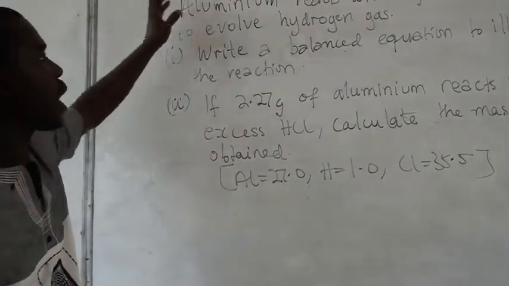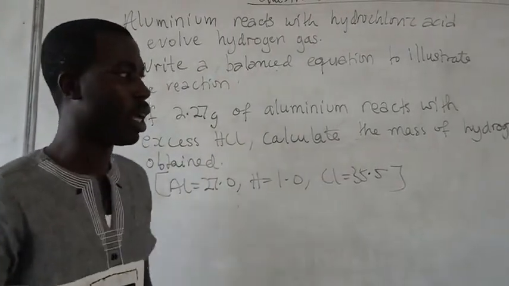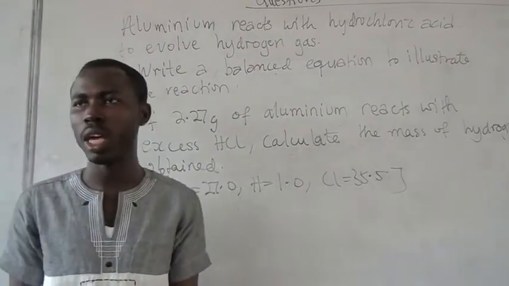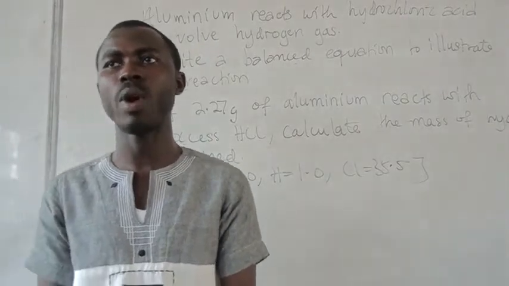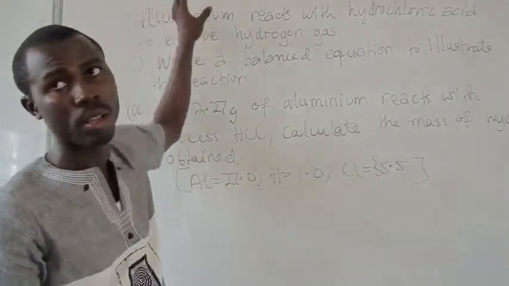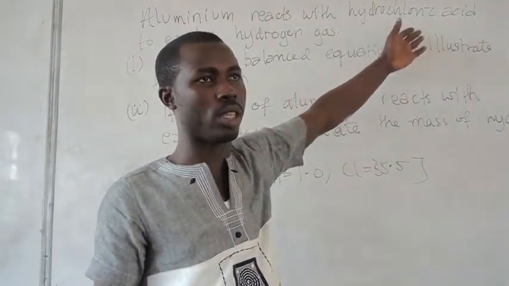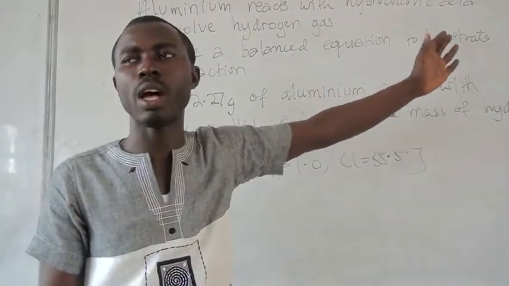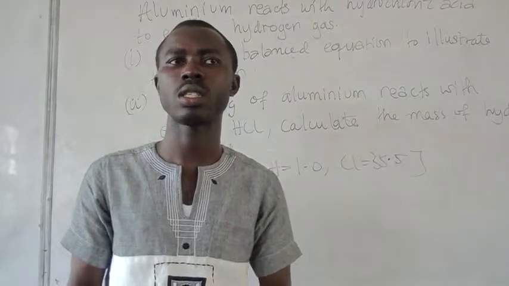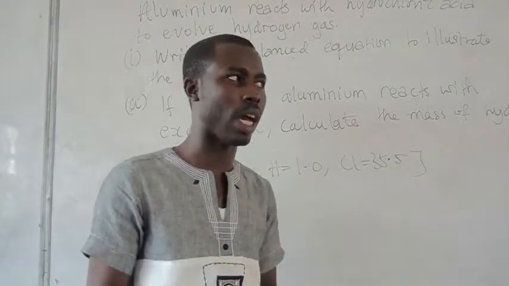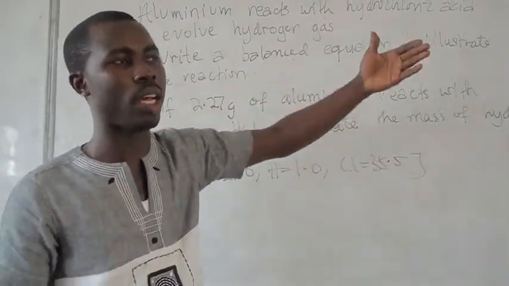Aluminium reacts with hydrochloric acid to evolve hydrogen gas. Write a balanced equation to illustrate the reaction. So the first thing for us to do is to write the balanced equation. Aluminium is a metal, and hydrochloric acid, of course, is an acid. So when a metal reacts with an acid, what are the products expected? Salt and hydrogen gas. So that is good. The question gave you one of the products, so you provide the other product.